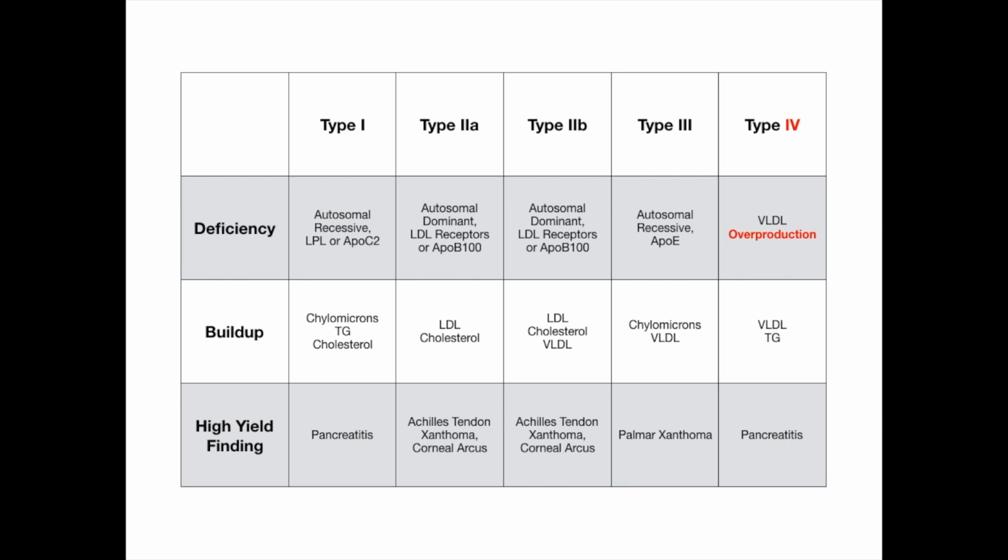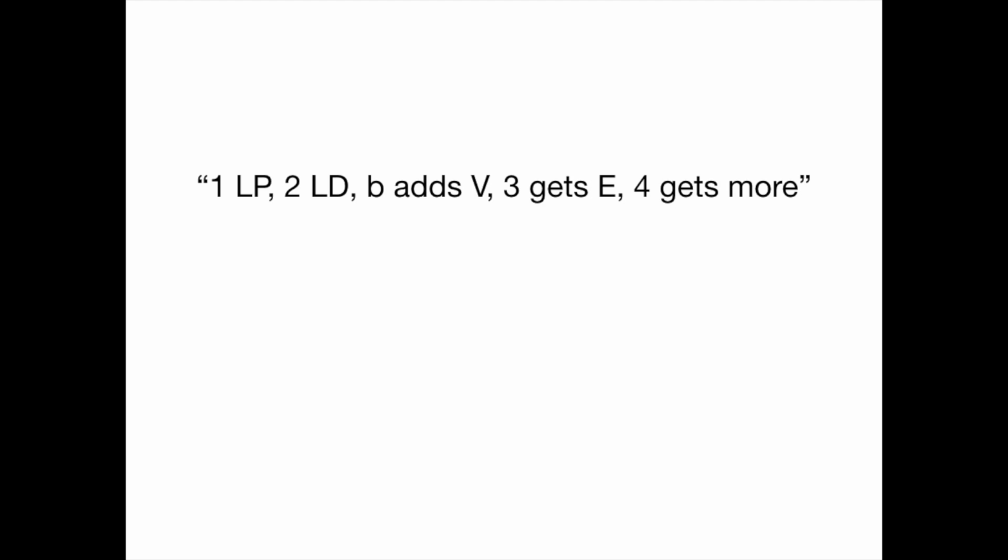So let's look at some common themes here. Too many triglycerides in type 1 and type 4. So pancreatitis in type 1 and type 4, okay? Very, very important and high yield to know that association. So here's the beautiful mnemonic, and you've now learned them all, right? 1 LP, 2 LD, B adds V, 3 gets E, 4 gets more. If you guys aren't sick enough of hearing me say this yet, then when you're just hanging out at home, when you're using the bathroom, showering, say this to yourself because it's going to save you points.